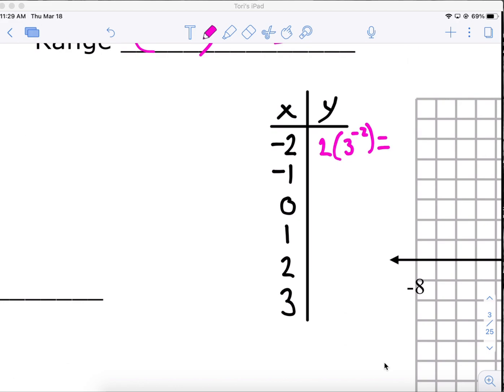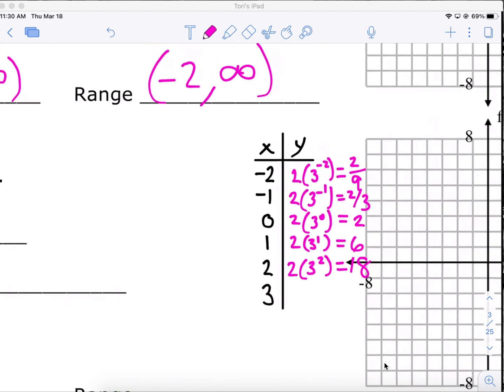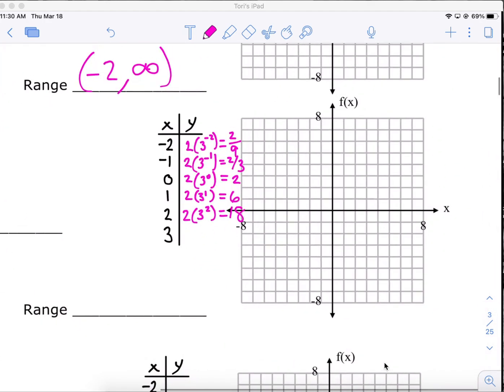All right, so we're going to end up with 2 over 9. If I do the same thing here, 3 to the -1 is 1/3. I'm going to end up with 2/3. 3 to the 0 is 1, double that. 3 to the 1 is 3, double that. 3 squared is 9, double that. And already it's too large, it's not going to fit. So let's go ahead and graph what we know.